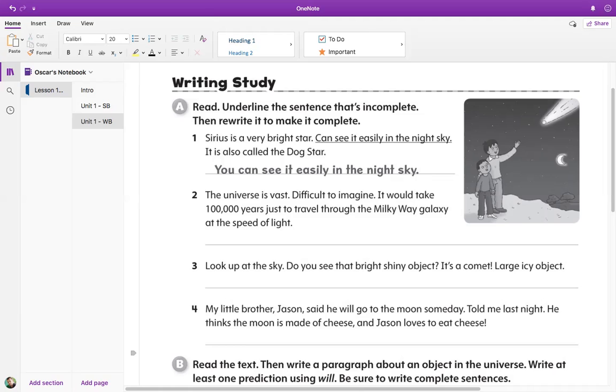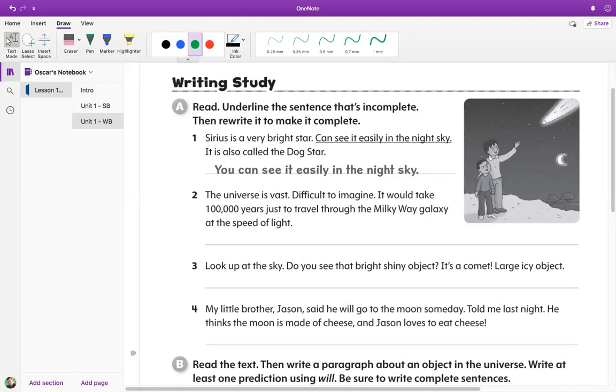"Sirius is a very bright star. Can see it easily in the night sky. It is also called the dog star." As you can see, the book has underlined "can see it easily in the night sky," and then they rewrote it as a complete sentence: "You can see it easily in the night sky." So let's do the same now with sentence 2.